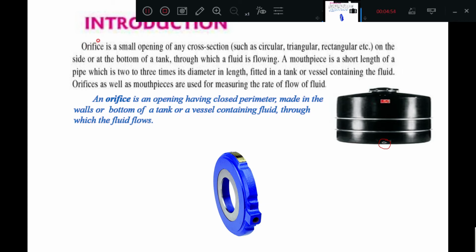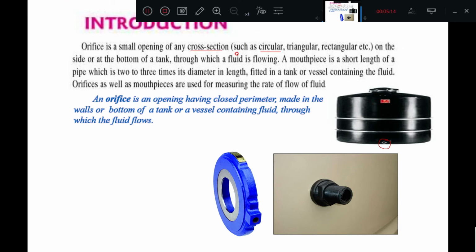And an orifice is a small opening of any cross section, such as circular, triangular or rectangular, on the side or at the bottom of the tank through which a liquid is flowing. It is called an orifice.